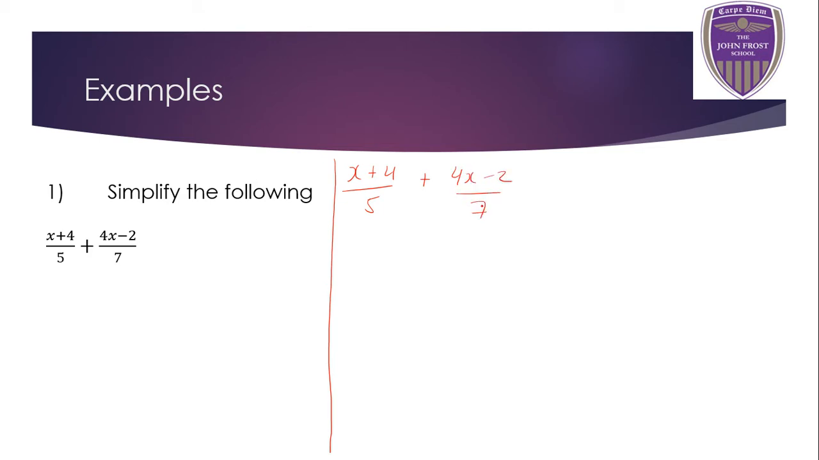Now we see here that we are adding together two fractions. That means, remember, we need a common denominator. So I'm going to have to pick 35. It's the smallest number in both the 5 times table and the 7 times table. So if I'm a multiplier, well, 5 times 7 is 35. And remember now, times the entire numerator by 7 as well. So you're going to get 7x plus 28.